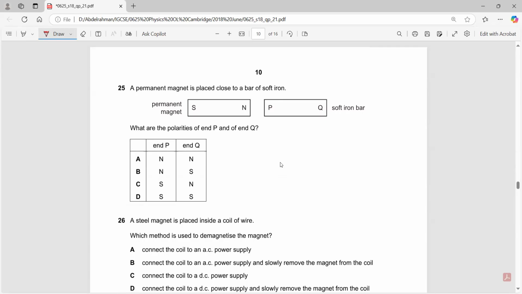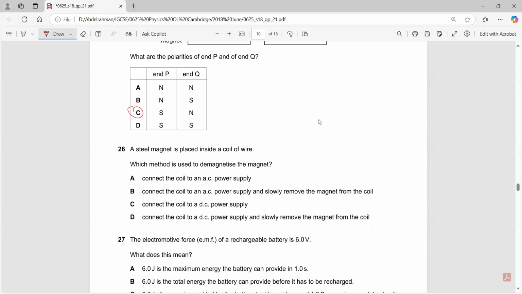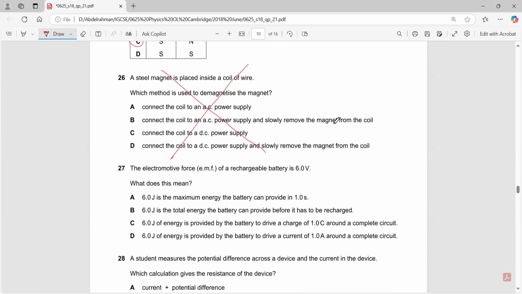A permanent magnet is placed next to a soft iron bar. P and Q: P would be south and Q would be north. A steel magnet is placed inside the wire, and the demagnetization has been removed. Magnetization and demagnetization of steel bars.